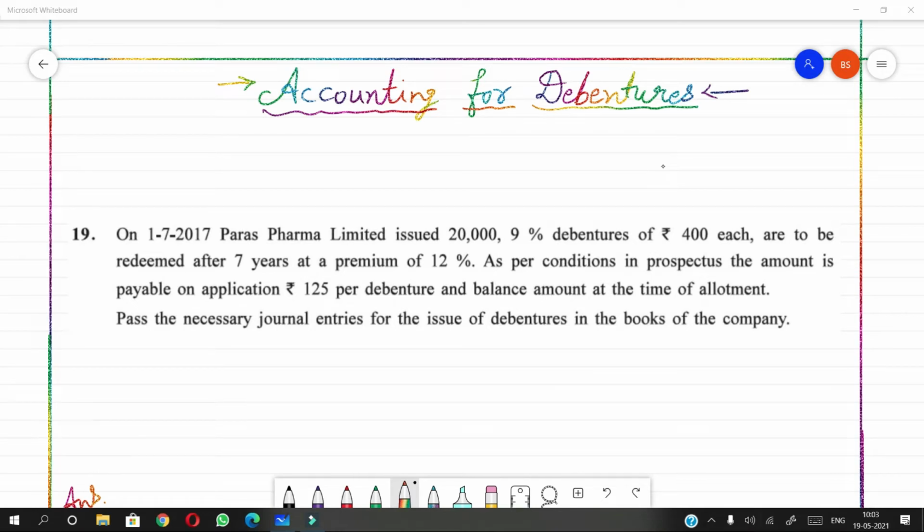Sum number 19. On 1/7/2017, Paras Pharma Limited issued 20,000 9% debentures of rupees 400 each, to be redeemed after 7 years at a premium of 12%. As per conditions in the prospectus, the amount is payable on application rupees 125 per debenture and the balance amount at the time of allotment. Then students, the balance amount will be 275 rupees per debenture. Pass the necessary journal entries for the issue of debentures in the books of the company.